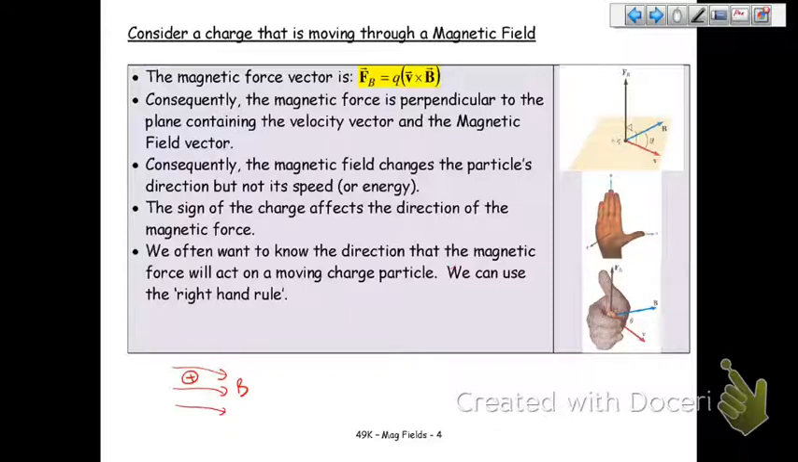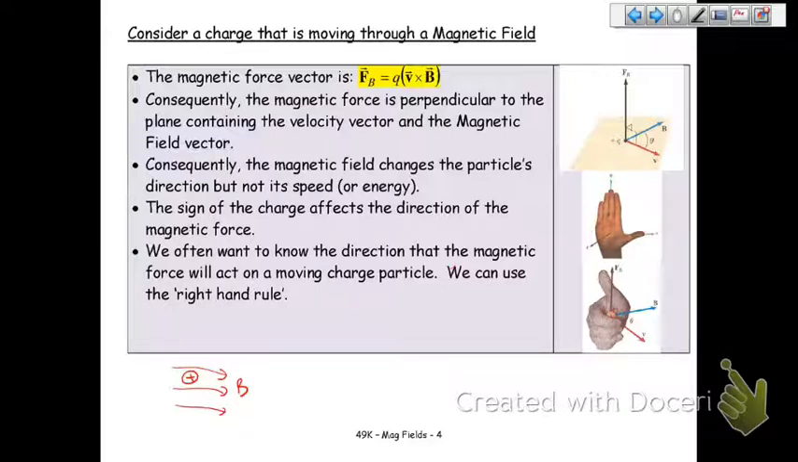The force is a vector, so I'm taking a vector velocity and a vector magnetic field, and I am getting a vector answer. So that's raising the alarm bells of vector product or cross product. And so I can say, straight off the bat, F is equal to QV cross B.